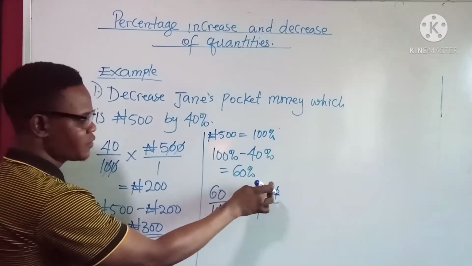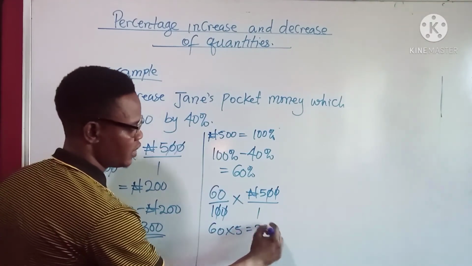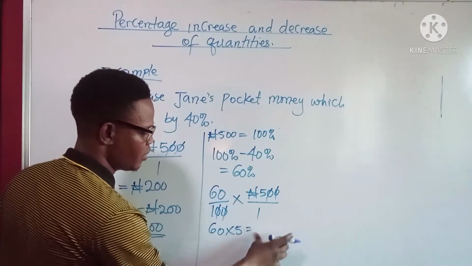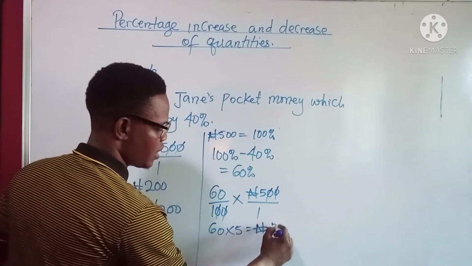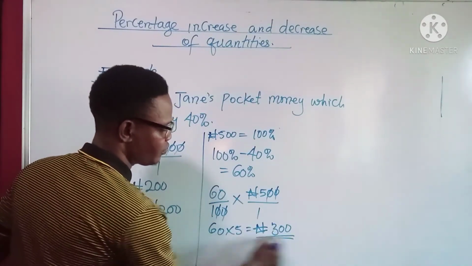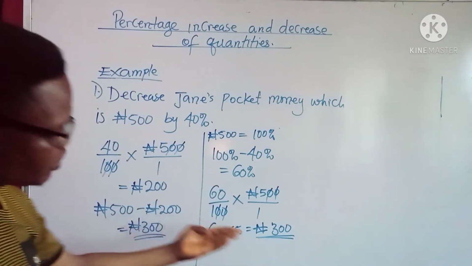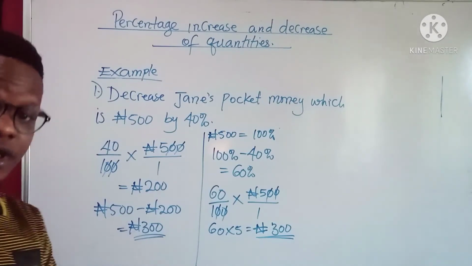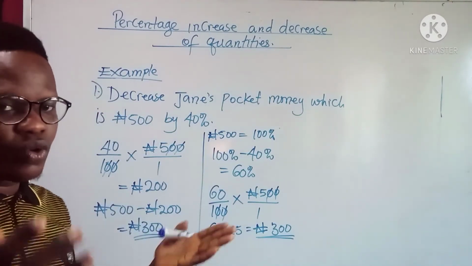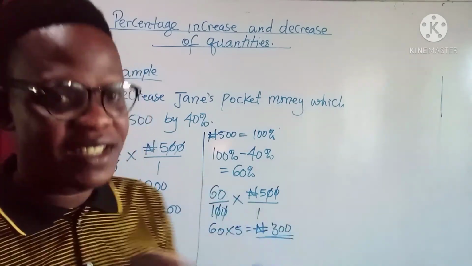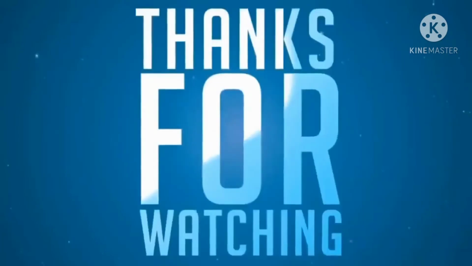So 0 cancels 0, 0 cancels 0. So 60 times 5 equals what? 300. Sorry, naira still comes down. 300 naira. So now you can use this method, or you can use this method. Anyone that you are comfortable with, anyone that you find easy, go ahead and use it. And so we've come to the end of today's class, percentage increase and percentage decrease.